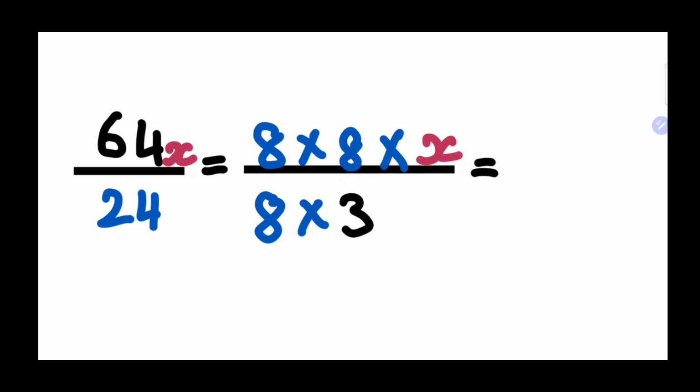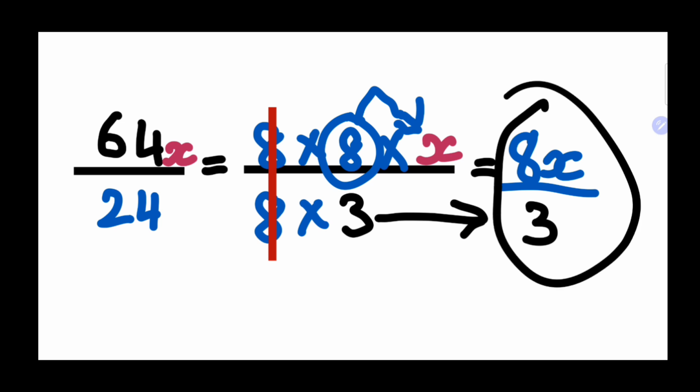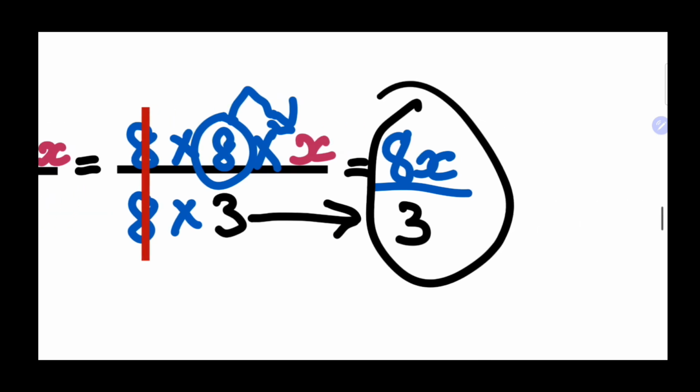The principle remains the same. We are going to cancel out what is common. In this case, what is common is the 8. And now we're left with, for the numerator, 8 multiplied by x, which is going to be 8x. And for the denominator, we have 3. So put back 3. And there we have it. This would be our answer.